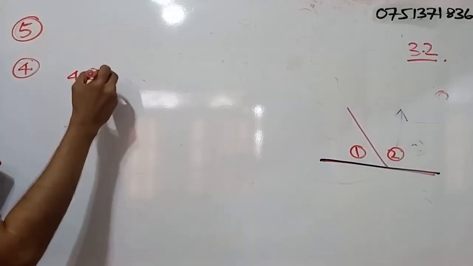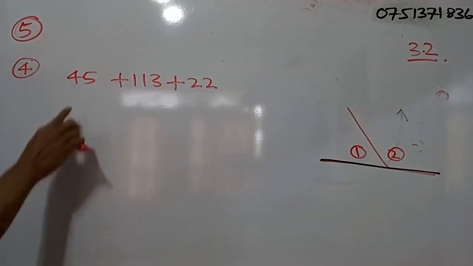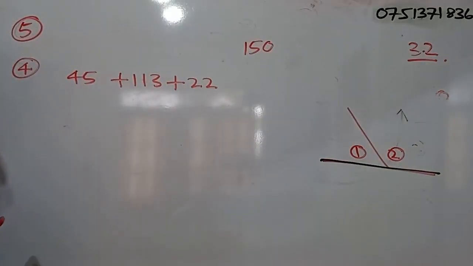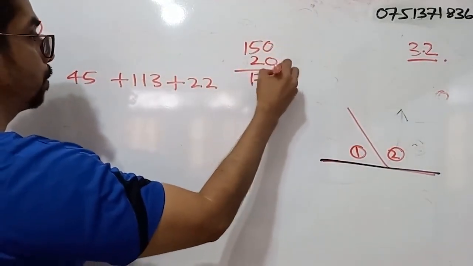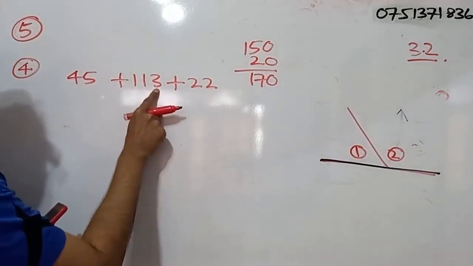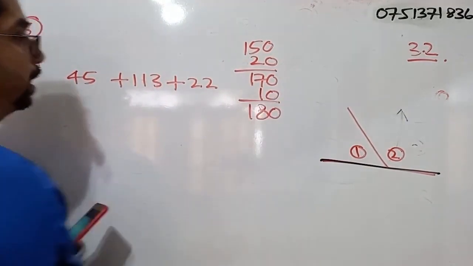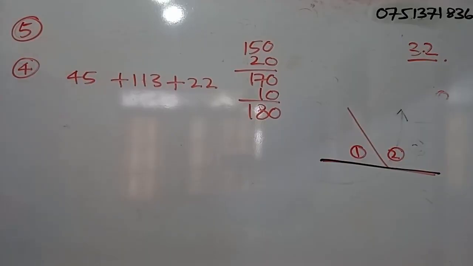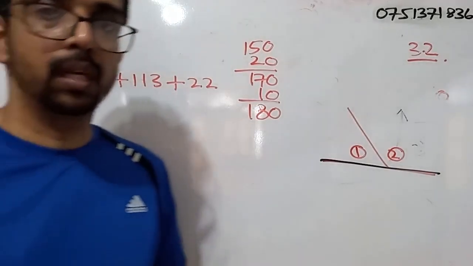What are the magnitudes? We have 45, 113 and 22. So 40 plus 110, we know that is 150. To that, if we add 20, that sums up to 170. Now take the ones place values. We have a 5 here, 3. So that is 8. 8 plus 2, that's a 10. So here also we get 180. If the sum is 180 degrees, it is definitely a straight line. So the last one, POQ, is also a straight line.